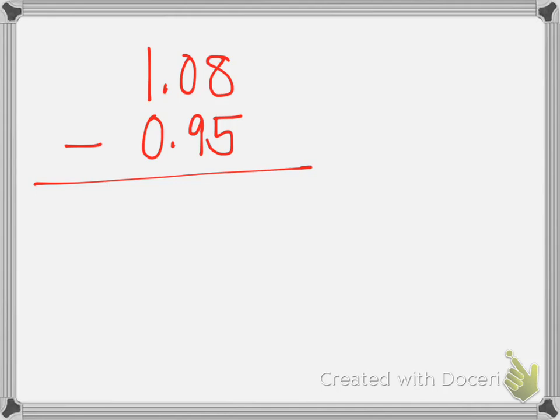Okay, so let's look at the other problem. It says, now you try. So you've got 1.08 minus 0.95. Okay, so it looks like it's pretty simple subtraction. 8 minus 5 is 3. 0 minus 9, I can't do that, so I'm going to have to borrow. That makes that 0. That makes that 10. 10 minus 9 is 1. Bring down my decimal point. I'm going to put a 0 there. So my answer is 0.13 or 13 hundredths.